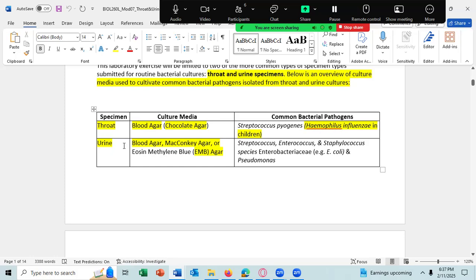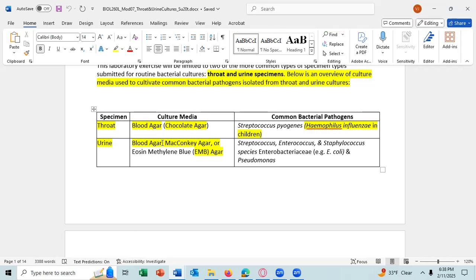How about from the urine specimens? We have two media that we always use for a urine specimen. So we always use blood agar, and then we use either MacConkey's agar or EMB, eosin methylene blue agar. So we always use two, blood agar and one of the others, and then the other is either MacConkey's agar or EMB agar. Blood agar grows everything. It will also grow fastidious organisms, or at least some fastidious organisms. MacConkey's agar and EMB agar only grow gram negatives.